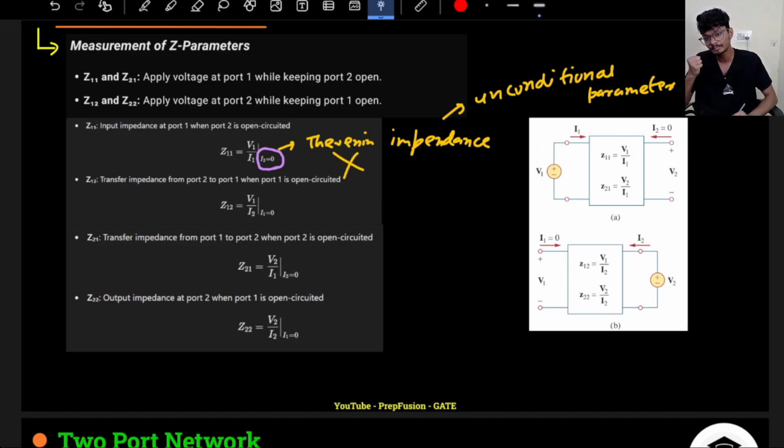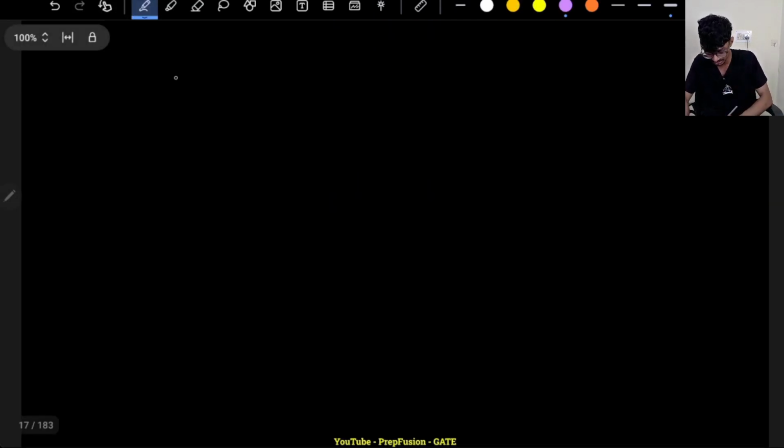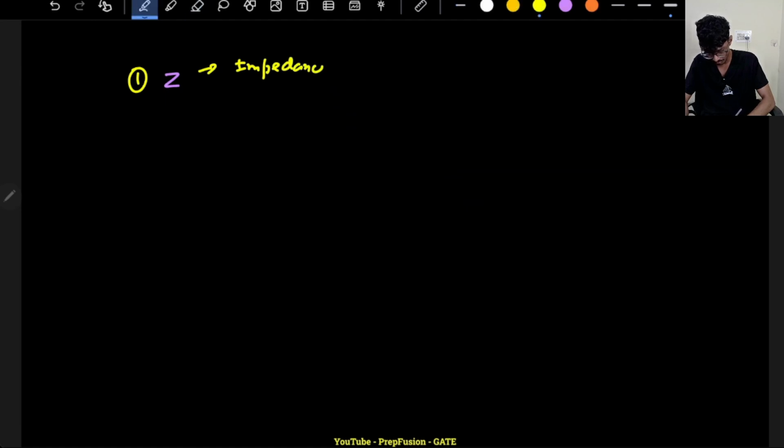Now how to remember the equations. So what is Z11? Z is the impedance parameter. So first you write the Z, and we know it is impedance. If Z is impedance, that means it will be a ratio of voltage by current. I don't care what voltage and what current, but definitely it will be a ratio of voltage and current. So the first point is established.